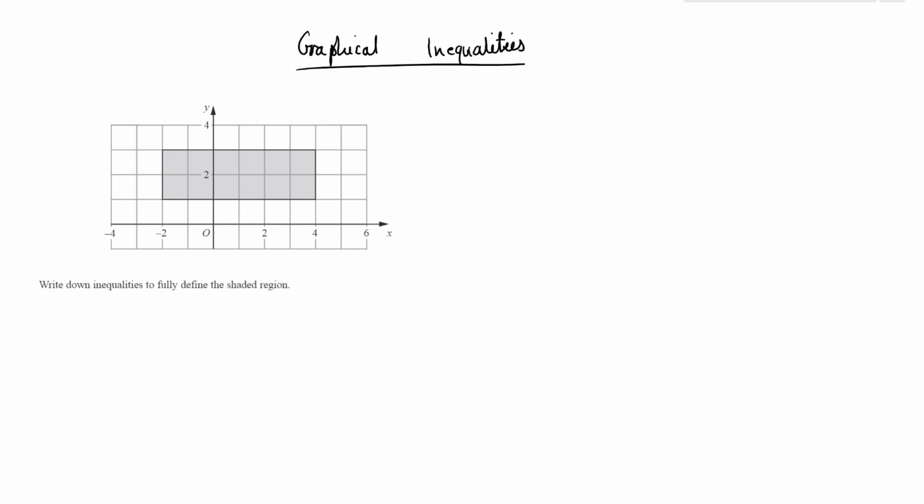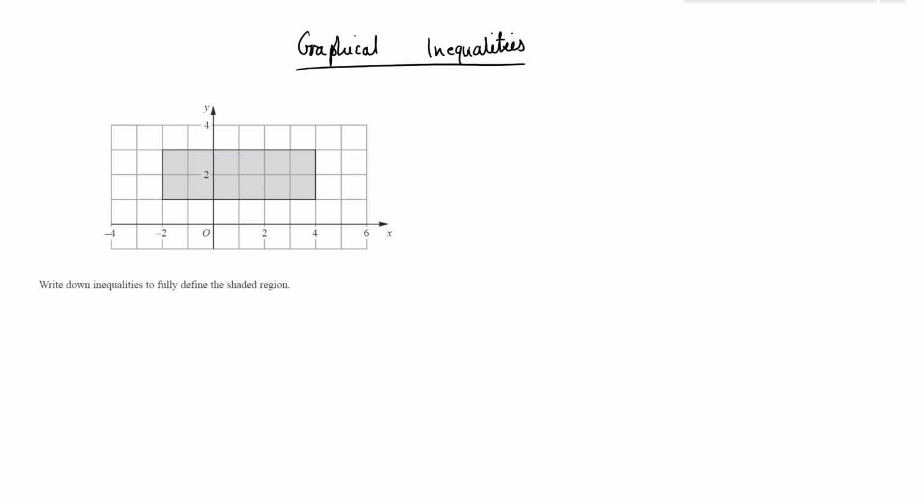Hello, and welcome to this video. In this video we're going to go through some practice questions on the topic of inequalities graphically. So this first question, we've been given this shaded region here, and they're asking us to write down the inequalities to fully define the shaded region.